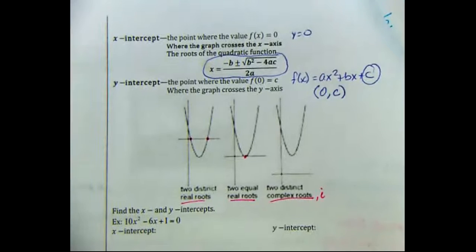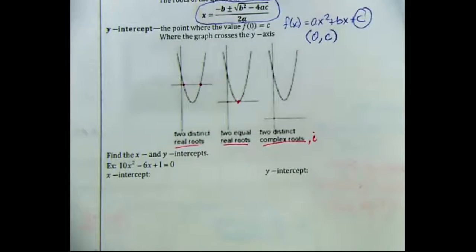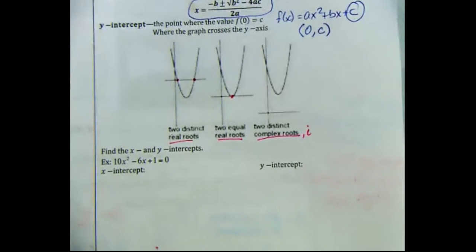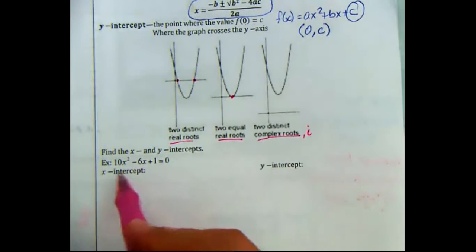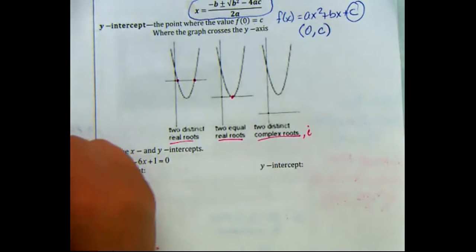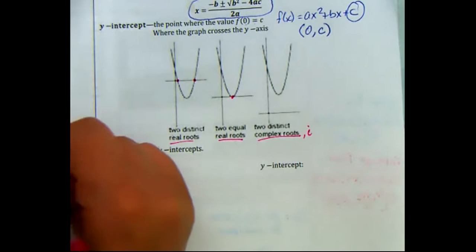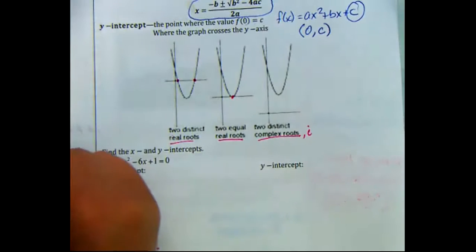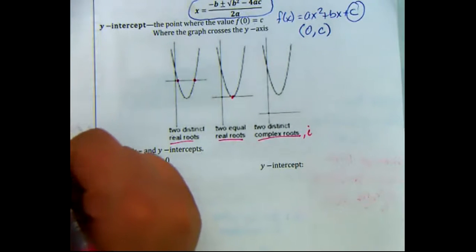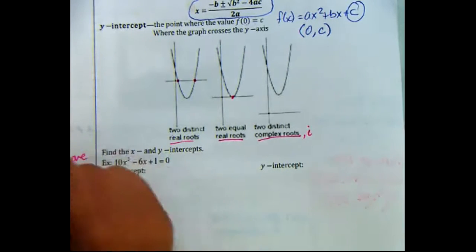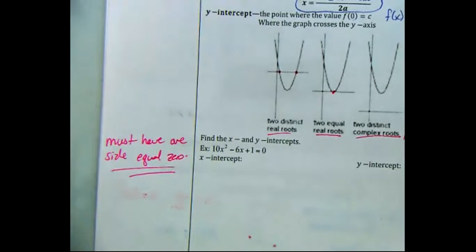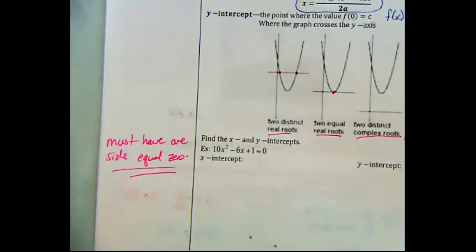Okay. All right, let's take a look here. That says find the x and y intercept of the given equation here. Okay. So before we can solve any equation, we must have one side equal 0. If one side doesn't equal 0, then whatever we do is going to be incorrect.